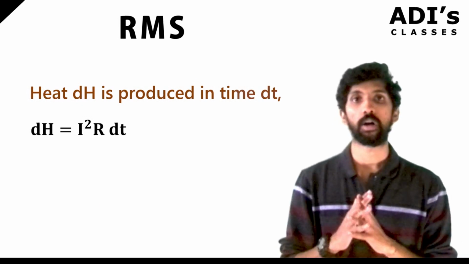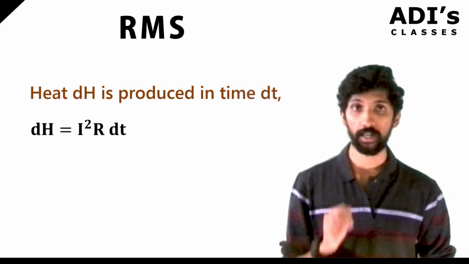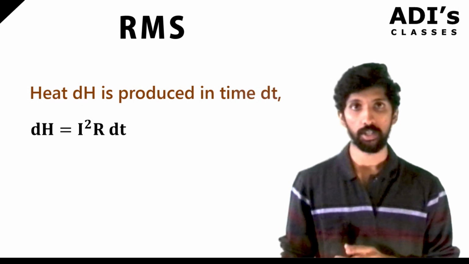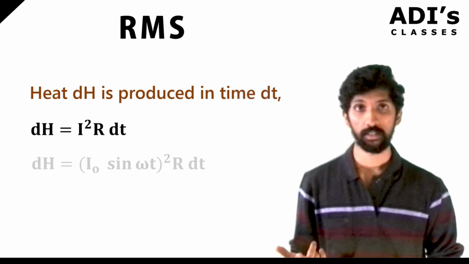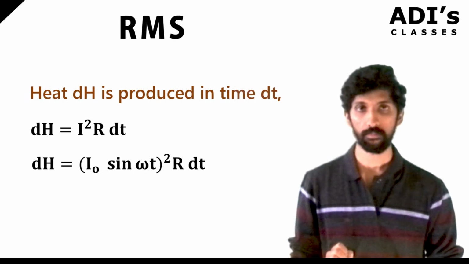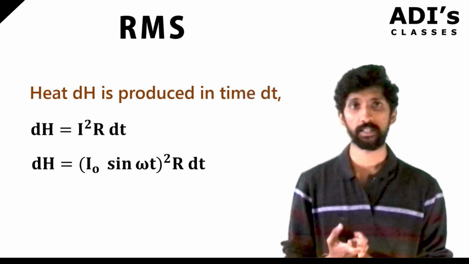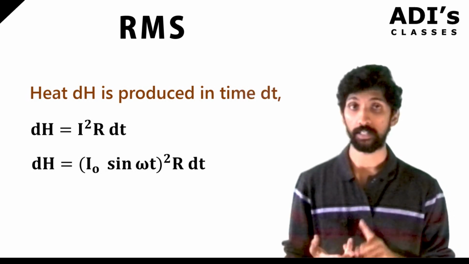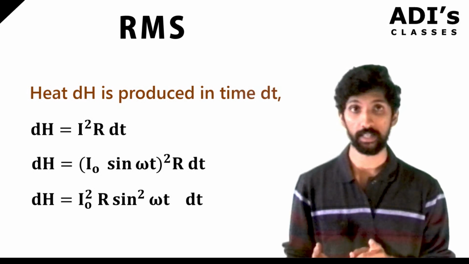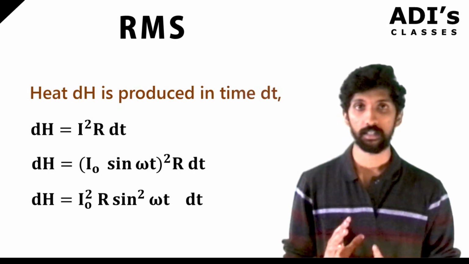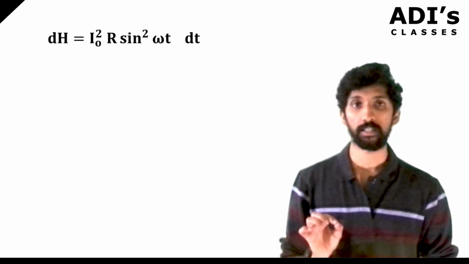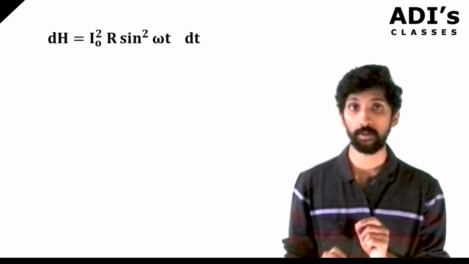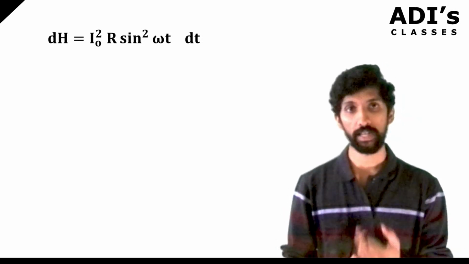The value of I is I0 sin ωt. Now substitute that, and you will get (I0 sin ωt)² R dt, so you get I0² R sin²ωt dt. The amount of heat produced here is for a very small time dt. Now we have to integrate it.